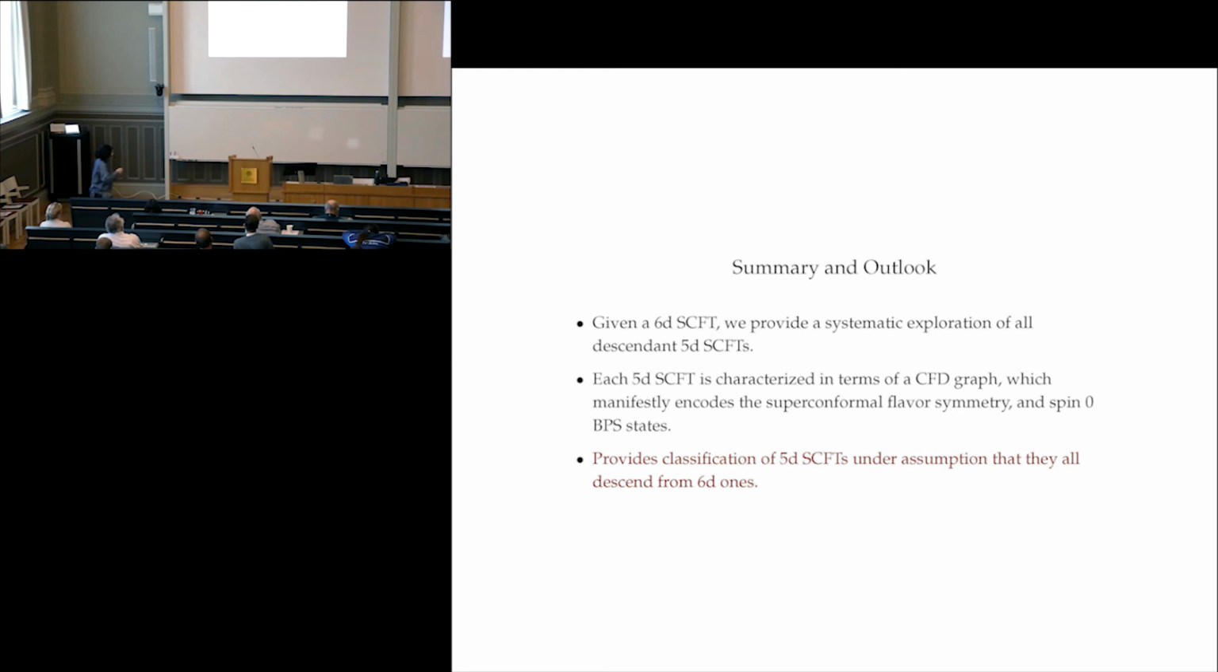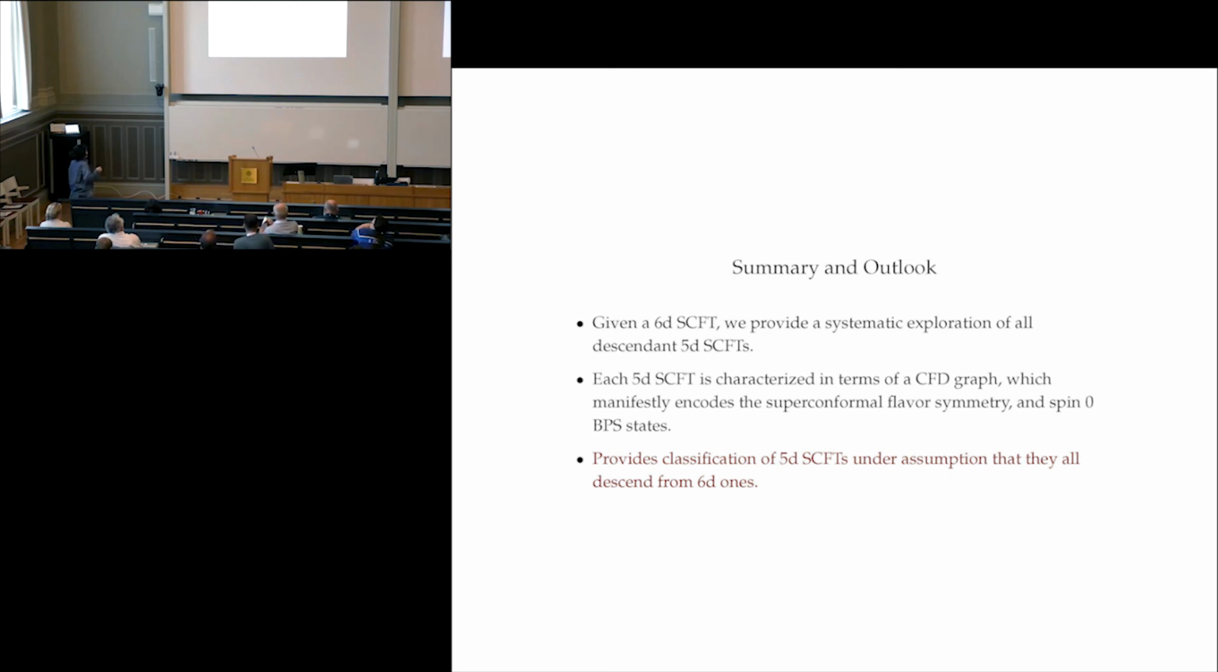the superconformal flavor symmetry, all the RG flows, all the mass deformations you can start from these, and also at least the spin zero BPS states. So this is the data that's manifestly encoded in these diagrams. And it also tells you what is the complete tree, starting with one marginal theory, what is the RG flow tree that descends to all the lower or descendant CFTs.